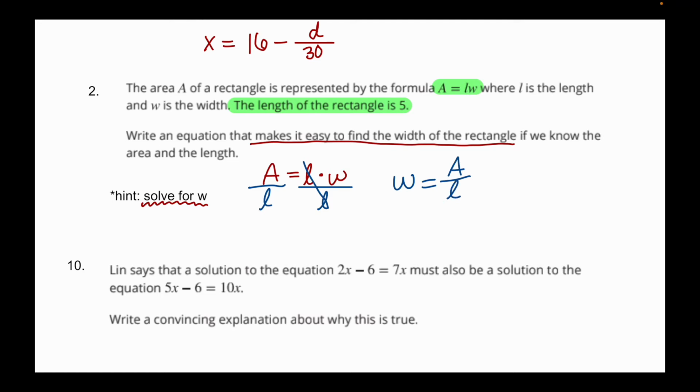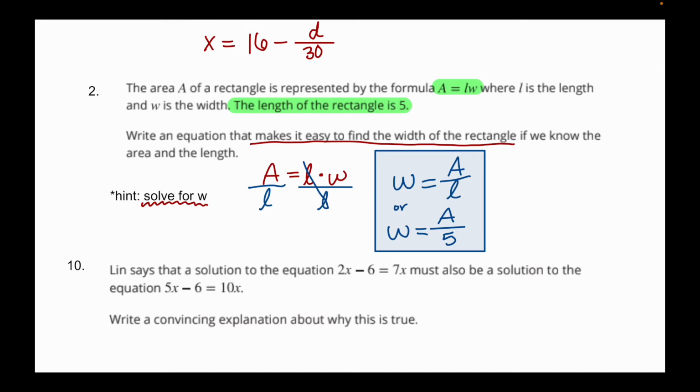And if they told us the length of the rectangle is 5, we could also represent this as W equals area divided by 5. So we have two options here. If we know the length as a certain number, we can plug that in, but I like to start with just the basic equation first, and then plug numbers in afterwards if that's available to me.